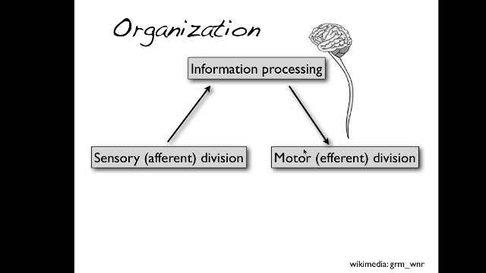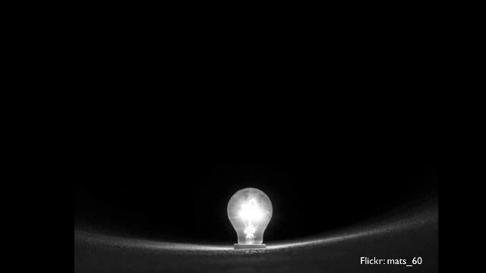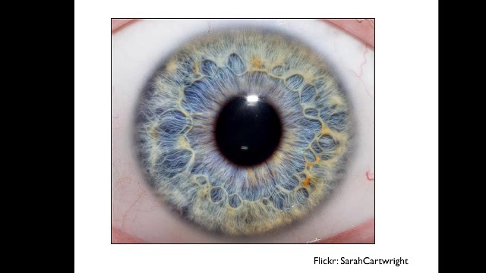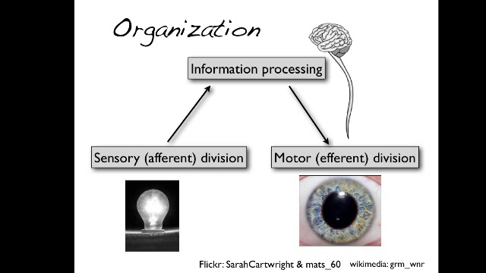So let's do an example. Imagine you're in a dark room where there's absolutely no light. Your pupils dilate to allow as much light in as possible. All of a sudden, a light bulb goes on. That will be detected by neurons in the afferent division. It'll detect extra light in the room. That information is sent down those neurons, processed in the central nervous system, and your pupils are going to get smaller.